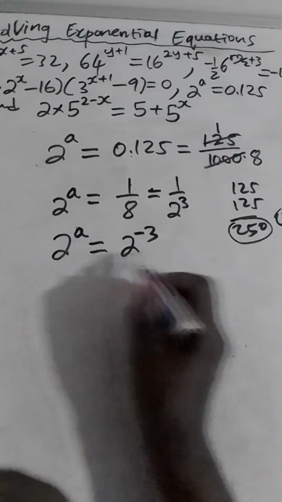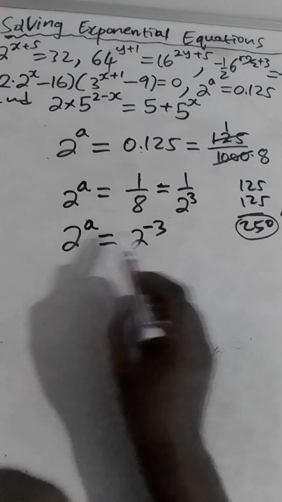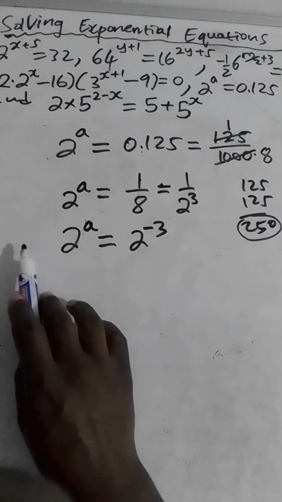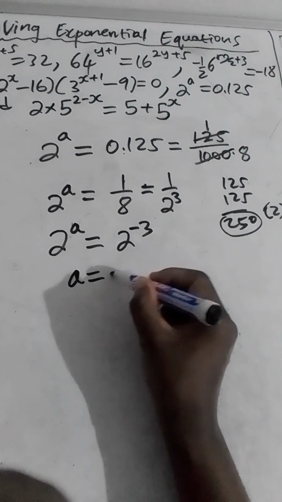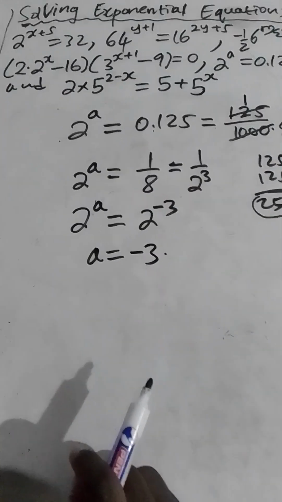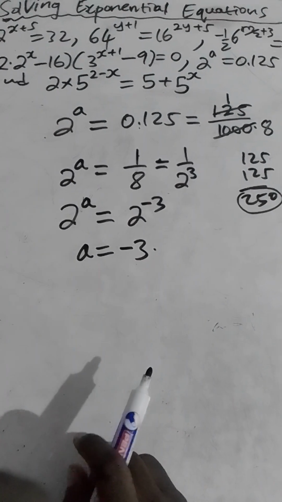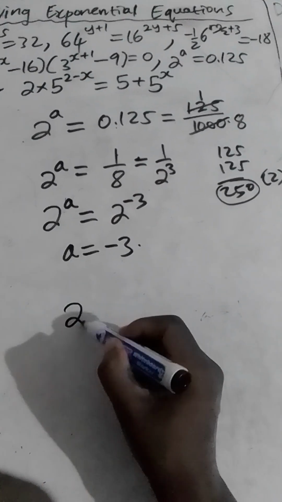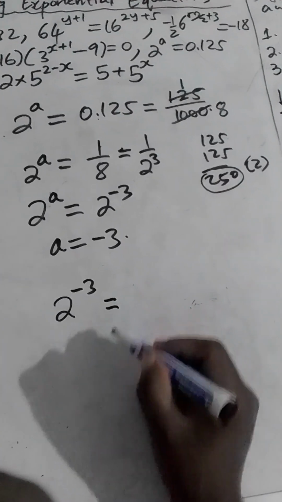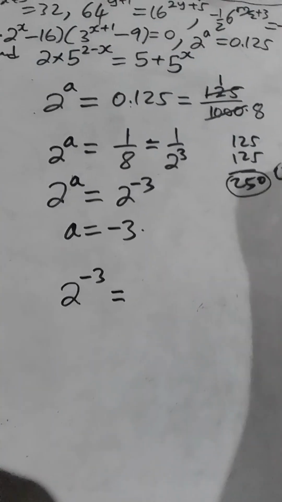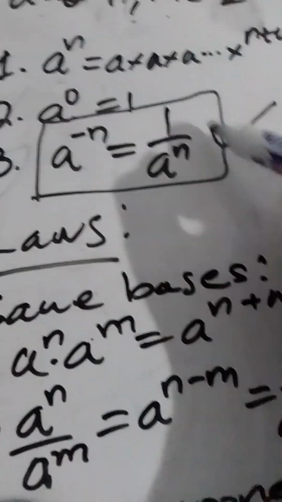Right, now we have powers that are equal and also have the same bases. So that means that their exponents should be equal. So our answer is a is negative 3. If you want to check, I'll check it manually. 2 to the exponent a becomes 2 to the exponent negative 3, and according to this definition, that is the same as 1 over 2 to the exponent 3, which is the same as 1 over 8.